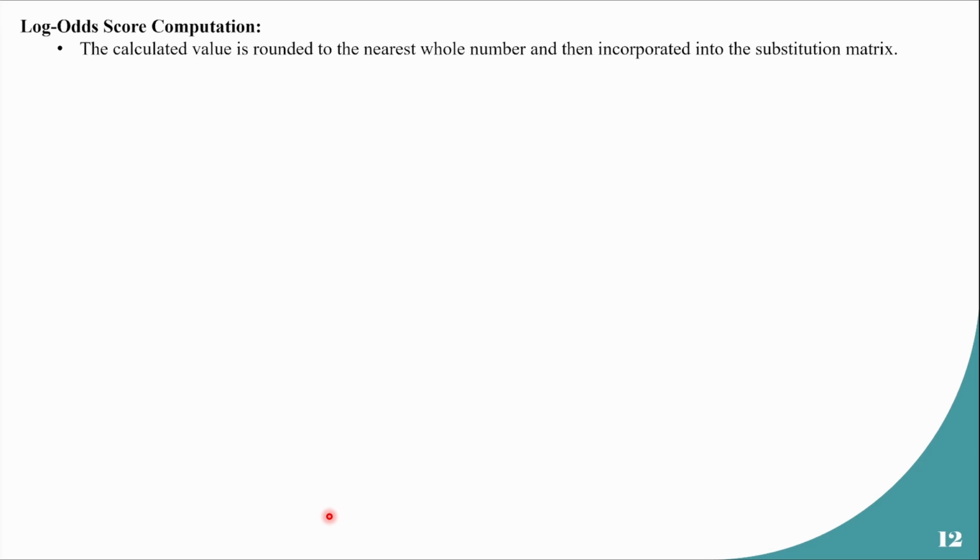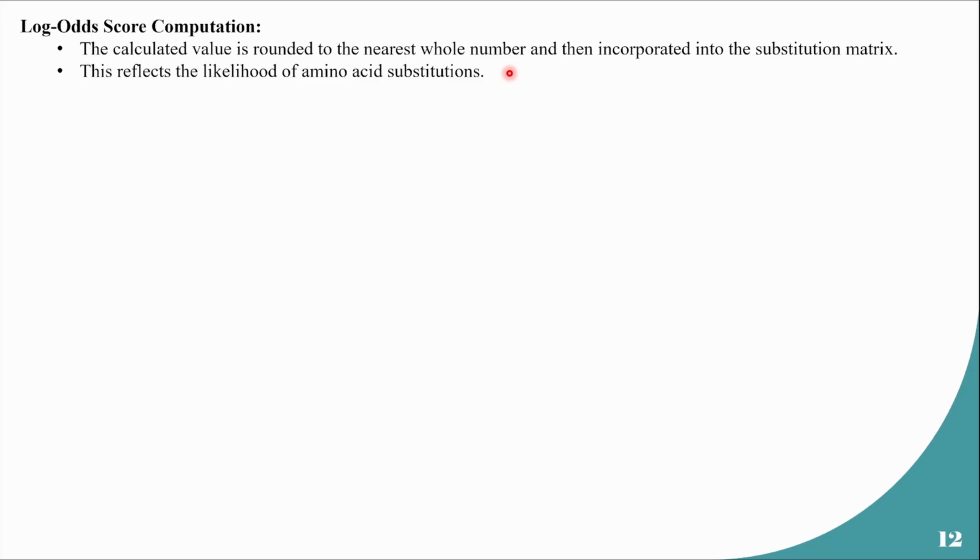So how these log odds scores are calculated is basically the value is rounded to the nearest whole number and then put in the substitution matrix. What this essentially reflects is the likelihood of particular amino acid substitutions, right? So you can imagine that in the PAM matrix, let's say on the upper side you have the 20 amino acids, and on the left hand side you have 20 amino acids. So you'll see some values corresponding to each junction point, right?